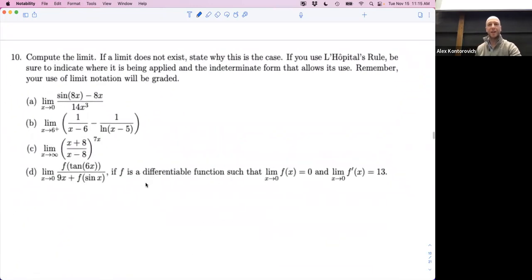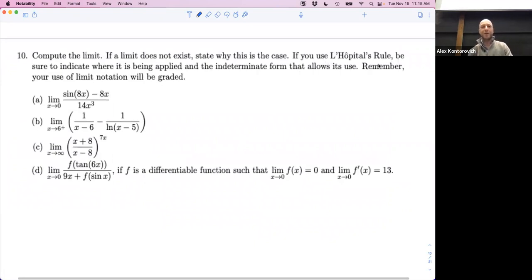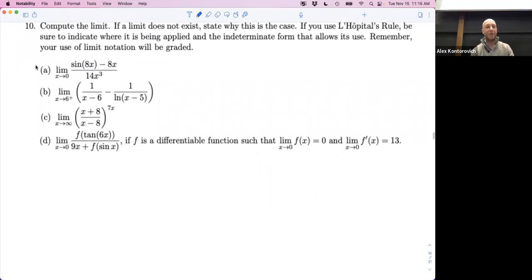Okay, compute this limit. If you do use L'Hopital's rule, be sure to indicate how it's being applied and whether it really is an indeterminate form that allows its use. And please keep your limits perfectly annotated so that we can see what's going on.